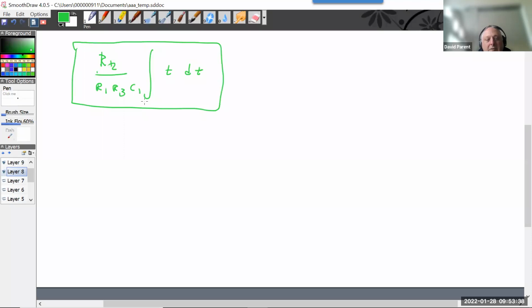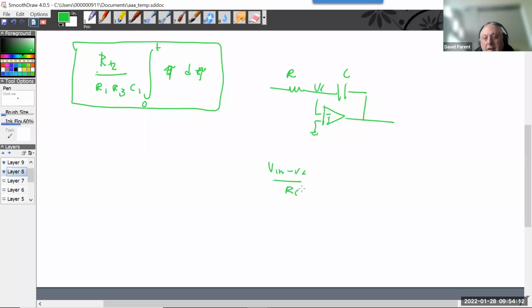And actually, it would be 0 to T, and I would have to change this to a dummy variable, right? Now, you can do this in the time domain. But you have to use nodal analysis, right? This would be still V in minus Vx divided by R. But what's that current there, right?